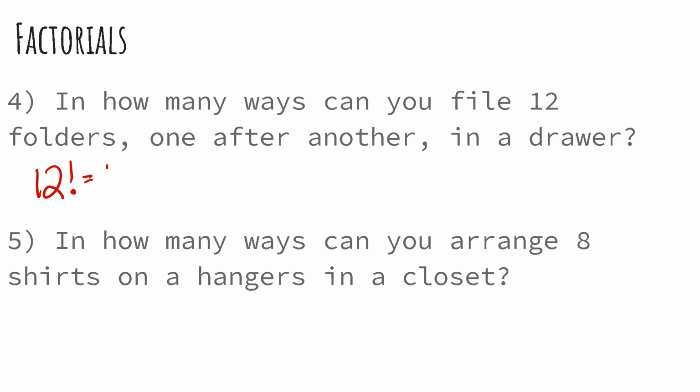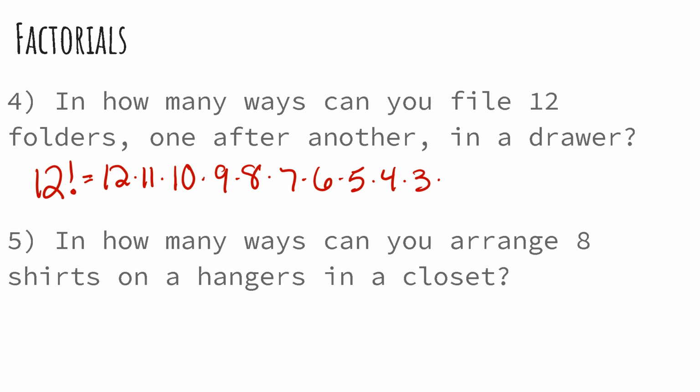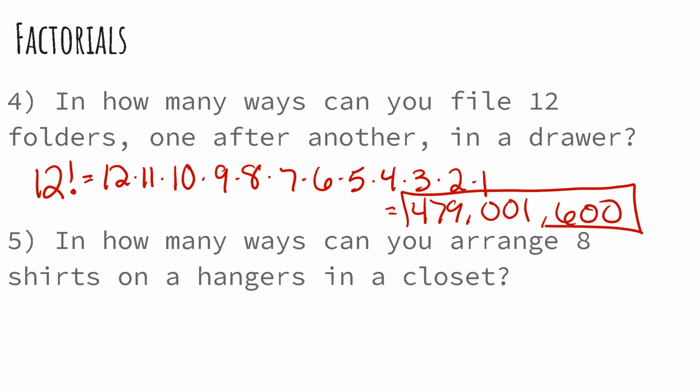Which would be 12 times 11 times 10 times 9 times 8 times 7 times 6 times 5 times 4 times 3 times 2 times 1. All right, you should get 479,001,600. That should be what you're getting.